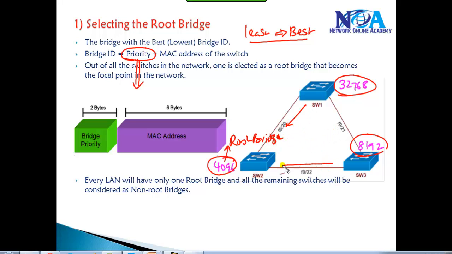Everyone will agree on that. Everyone says, okay, who is the root bridge? Switch 2 is the root bridge. So everyone comes to a conclusion initially.